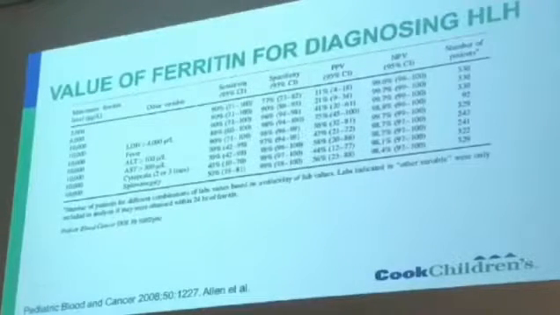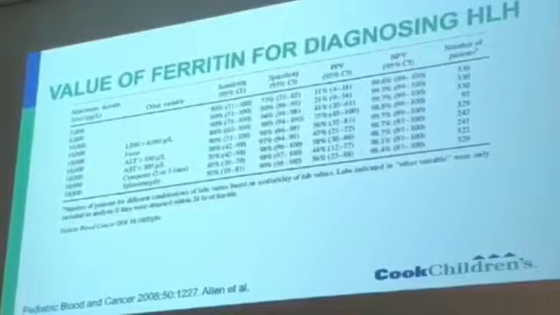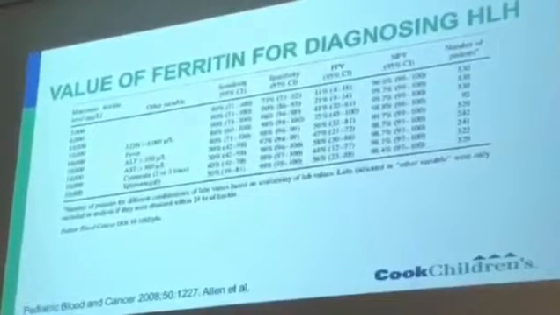So we looked at this study. This is a paper that came out in Pediatric Blood and Cancer, looking at the value of ferritin for diagnosing patients with HLH. As you can see, if you go into the 10,000 range for ferritin, it is both sensitive and specific in the 90% range for diagnosing patients with HLH.